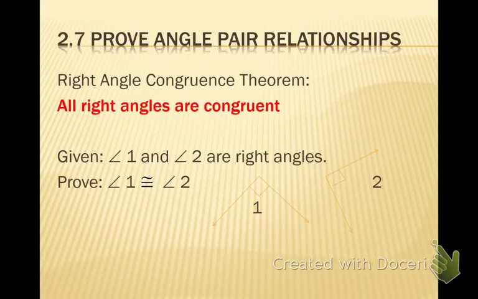We know a right angle is 90 degrees. So if we have two right angles, we know they're going to be congruent because we know they both equal 90. So the right angle congruence theorem is all right angles are congruent.